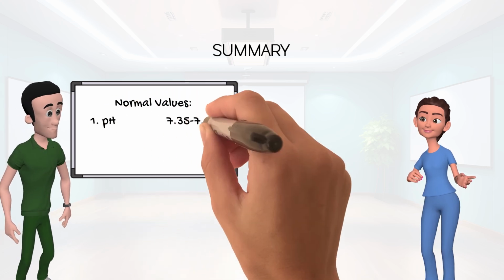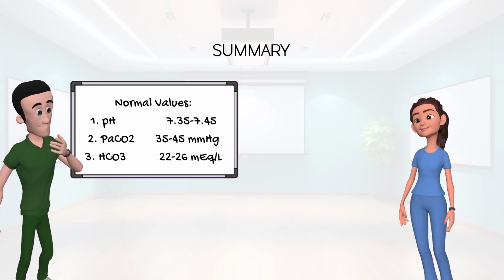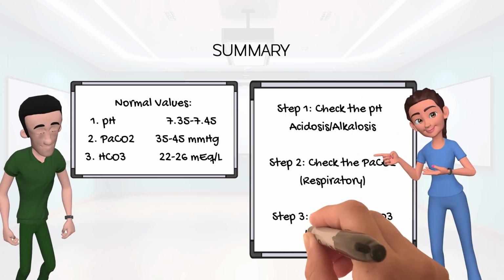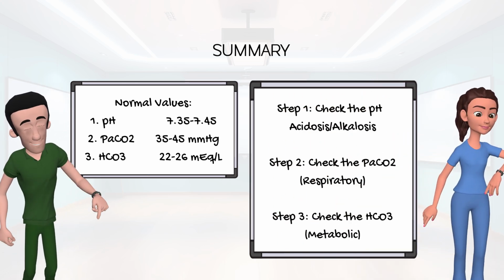In summary, we discussed about the normal values of pH, carbon dioxide, and bicarb. Also, the 3 easy steps of interpreting the arterial blood gases.